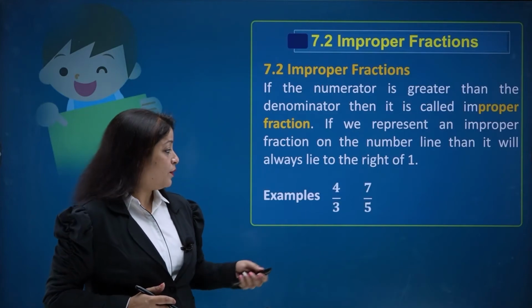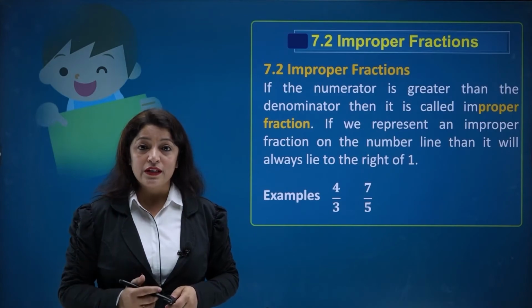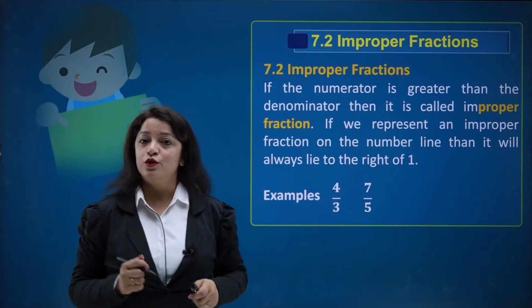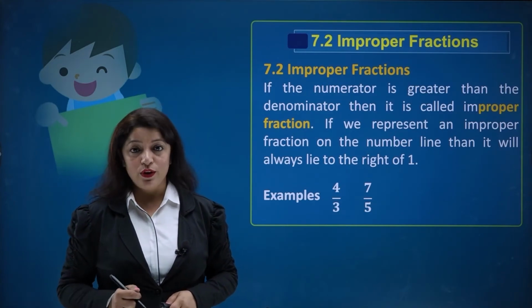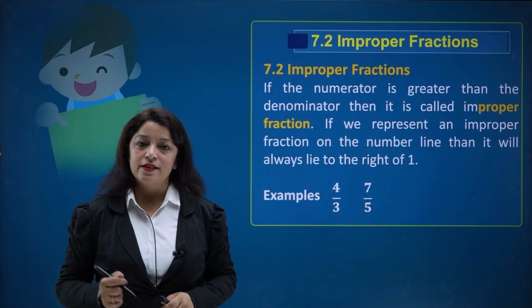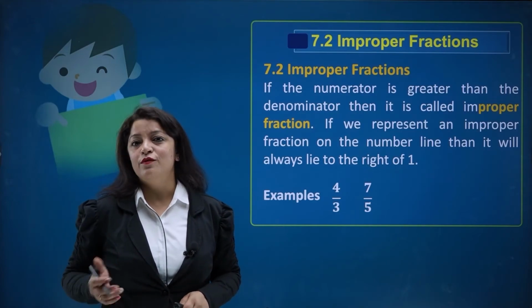For example, we can say 4 upon 3. So in 4 upon 3, the numerator is greater than the denominator, and in 7 upon 5, the numerator 7 is again greater than 5. So as a whole, 4 upon 3 and 7 upon 5 will be greater than 1. Now how can we check whether it is greater than 1 or not?